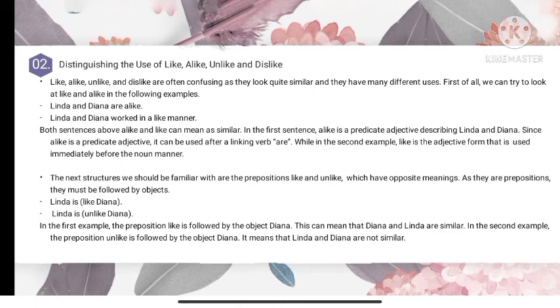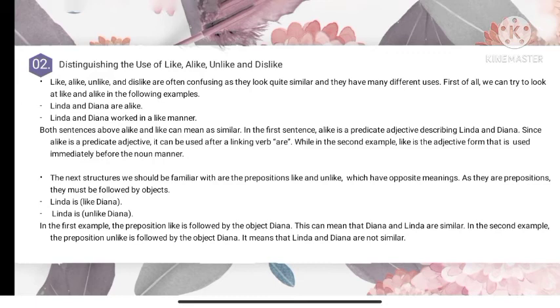Both sentences with alike and like can mean similar. In the first sentence, alike is a predicate adjective describing Linda and Diana. Since it is a predicate adjective, it can be used after a linking verb, are. While in the second example, like is the adjective form that is used immediately before the noun manner.